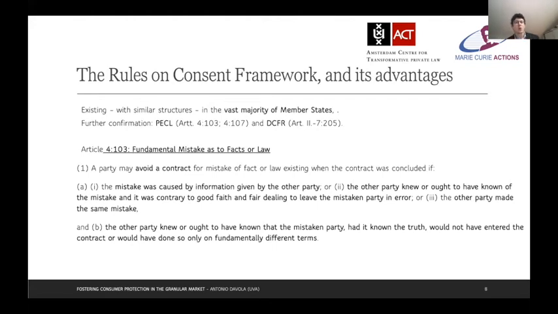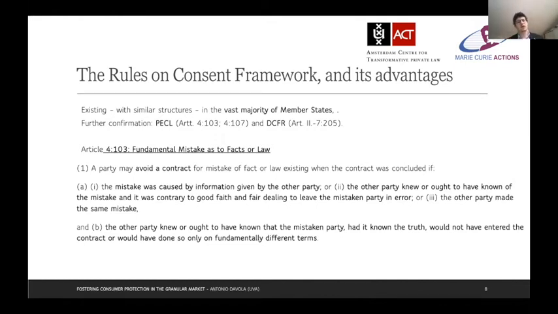And why? I think that there are some advantages in exploring this sort of solution. On one side, rules on consent represent a common tradition amongst member states, because they arise from Roman law, and therefore they have similar structures in the vast majority of member states.